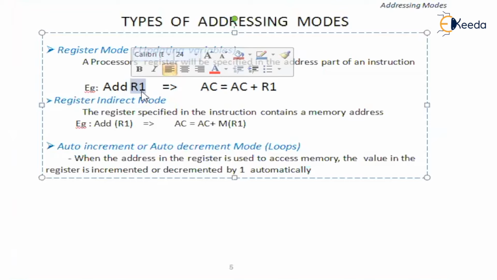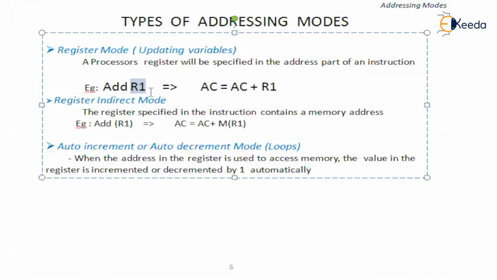So finally, what is going to be performed? Accumulator is equal to accumulator plus R1. That is, the address part of the instruction is going to specify a processor's register rather than a memory address. So finally, the contents of R1 will be added to the accumulator and transferred to the accumulator in this instruction, for example.